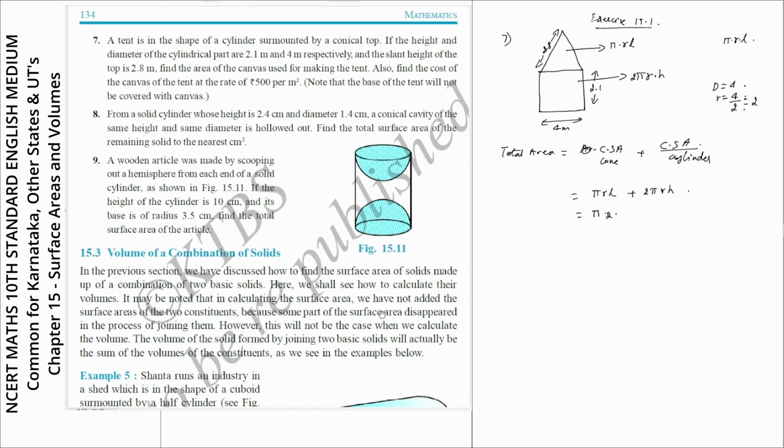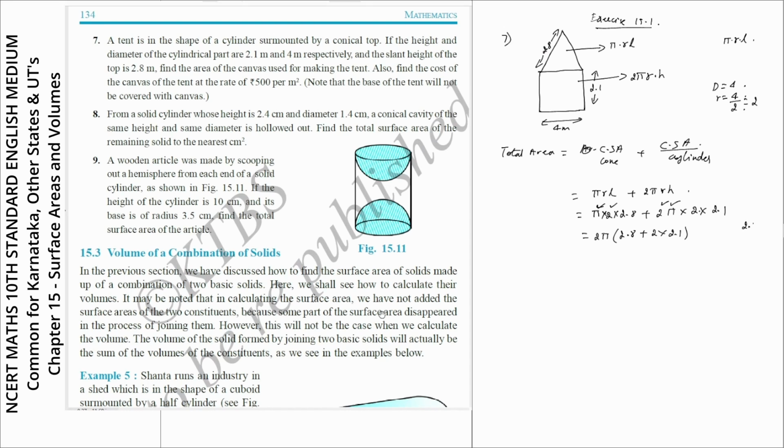Then L, slant height is 2.8. 4 into 2 into 2.8 plus 2 pi into r. What is r? r is 2. And what is the height of the cylinder? It is 2.1. So what all can I take common? I can take pi common, and I can take 2 also common. So 2 pi I'll take common, and I'll be left with 2.8 plus 2 into 2.1.